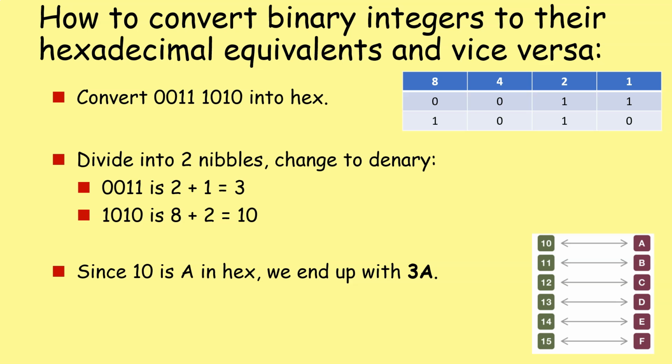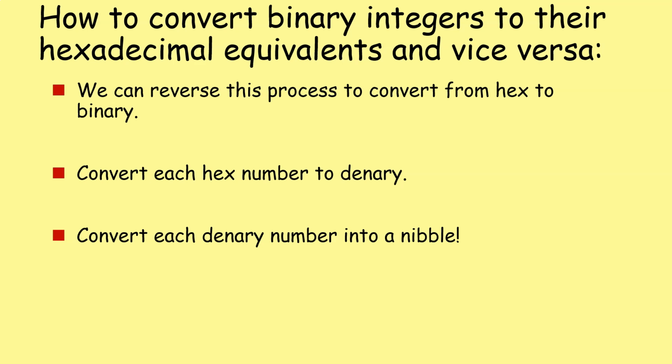The 3 stays the same, but of course 10 changes to an A because it's hexadecimal. 0 to 9 stay the same, 10 to 15 change into the letters A, B, C, D, E, F. So we end up with 3A. The 3 is the same, so 0011 is 3. 1010 is A, because we have to convert the 10 into an A. 3A is our answer.